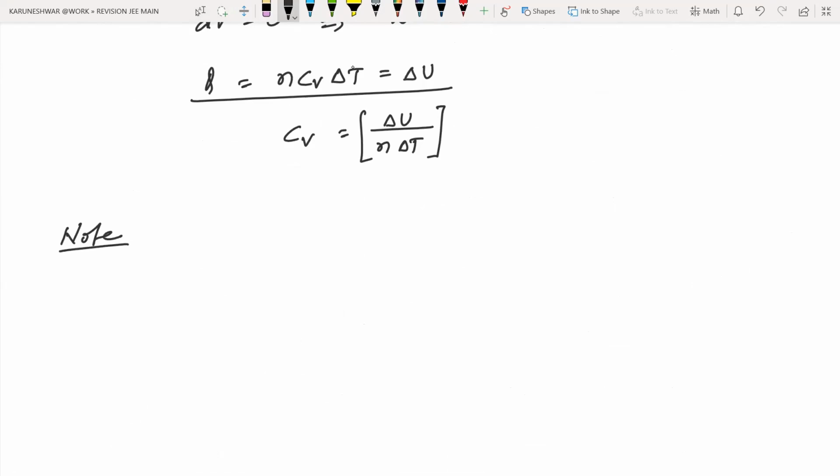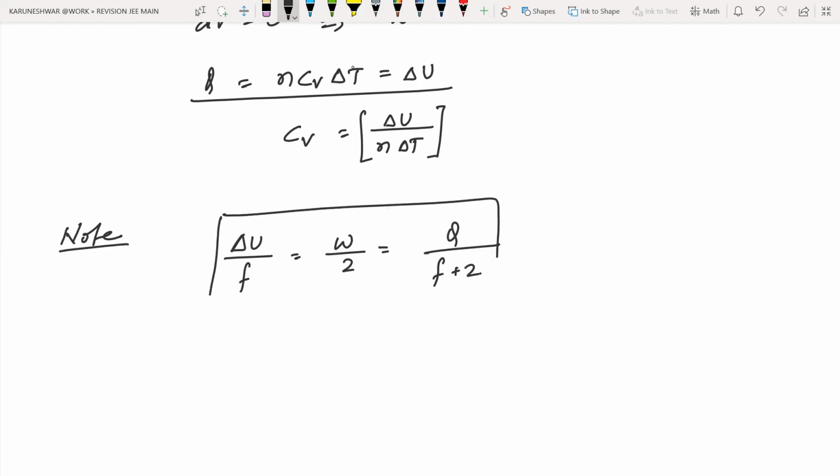Now there is a term what you can say there, this in note you can write this relation. This is very important relation, that what is the change in internal energy ratio with the degree of freedom. And once you do this ratio, it will be nothing but it is work done divided by 2. And this is in terms of heat also, it is Q divided by F plus 2. So this is one of the relation which you need to remember. And you can relate and you can find out if you know the work done, you can use this relation to find the delta U in terms of degree of freedom.